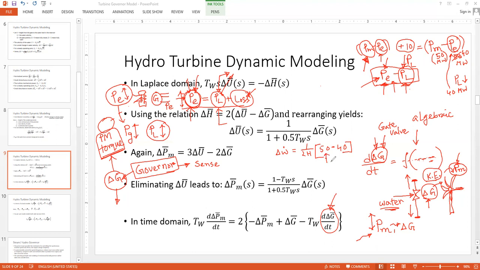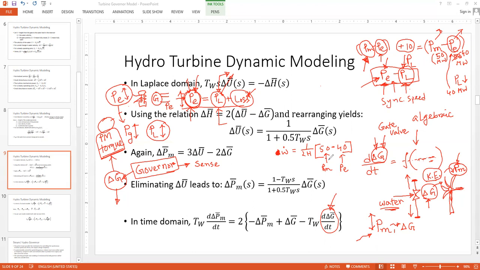What is this? Okay, let's take it without incremental variable. PM minus P. Now tell me what will happen. Okay, what is the speed when both are 50? What should be the speed? Synchronous speed, isn't it? Yes.